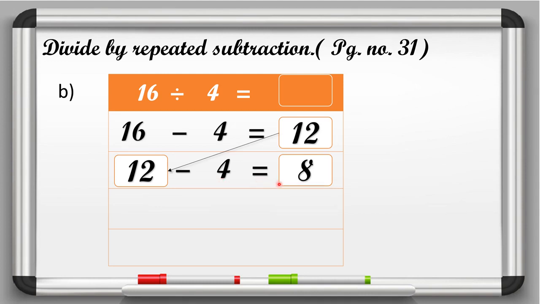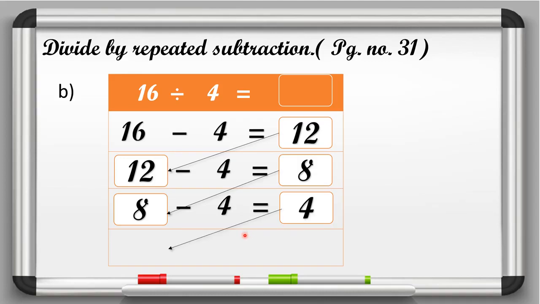Now we will keep 8 here in this column and minus 4. So keep 8 in your mind and 4 on your fingers. Let's start backward counting again. 7, 6, 5, 4. So we'll write 4 here in this column. Now we have to subtract 4 from 4 and that is equal to dash. 4 minus 4 is equal to 0. So we'll write 0 here.